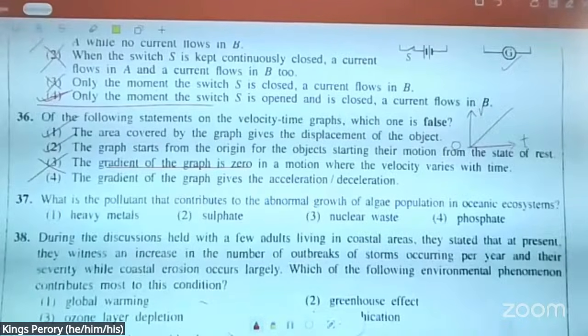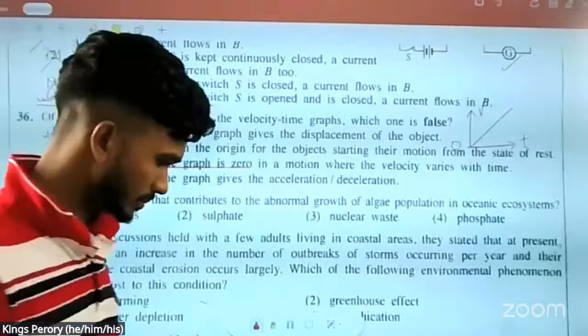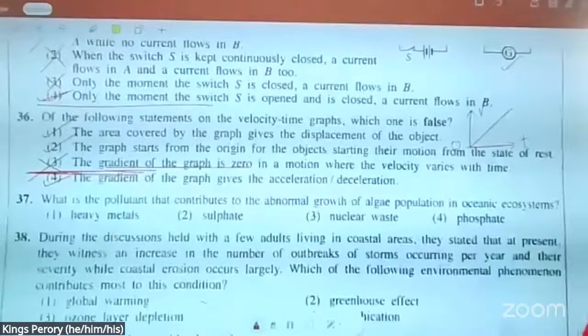Fourth one, the gradient of the graph gives the acceleration or the deceleration. That is correct. Positive gradient is acceleration, negative gradient is deceleration. So the answer is number 3. Understood? Understand and do these things.